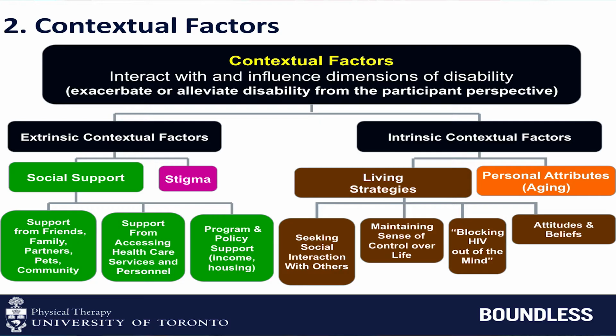Participants in this work talked about how they worried about when their next episode of illness might arise, how severe it might be, and what the consequences of that episode might be. In addition to the dimensions of disability, another component of this framework were the contextual factors. So there's all the stuff that goes on in one's environment, as well as intrinsically within an individual, that could exacerbate or alleviate any of these episodes of disability over time.